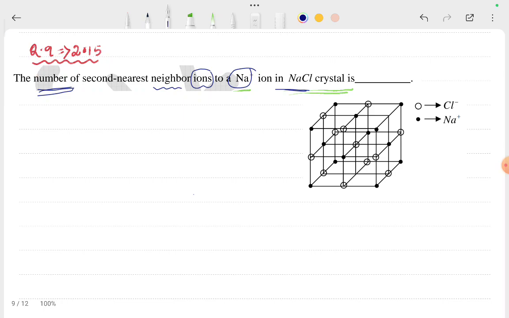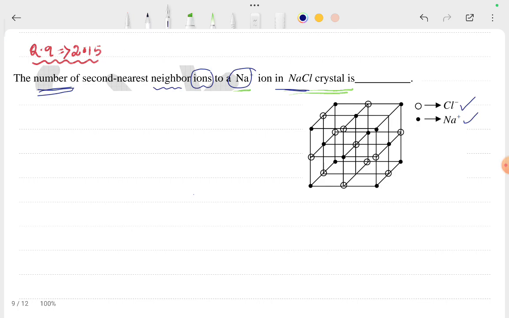I told you, many questions are asked on this. Which is the first nearest atom, which is the second nearest atom, it is very important to know this well. Okay, so we are discussing it. First of all, here we give you pictures. One circle is Cl minus, and the bold structure is Na plus ion. All are Na plus ions. But in our question they asked the number of second nearest neighbors of Na plus ion in NaCl crystals, right?